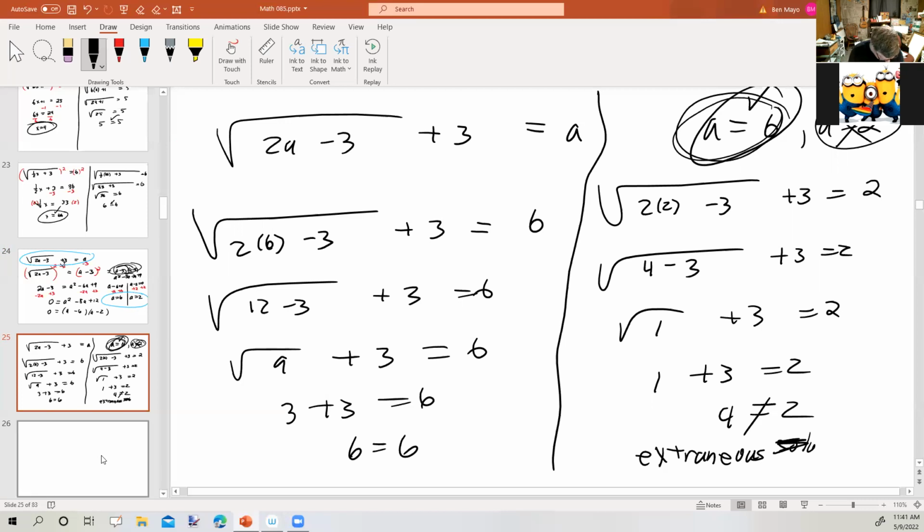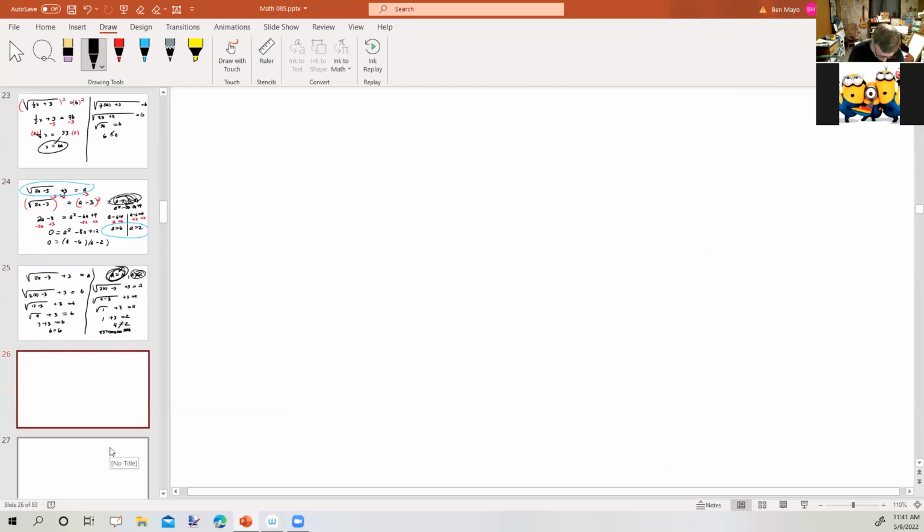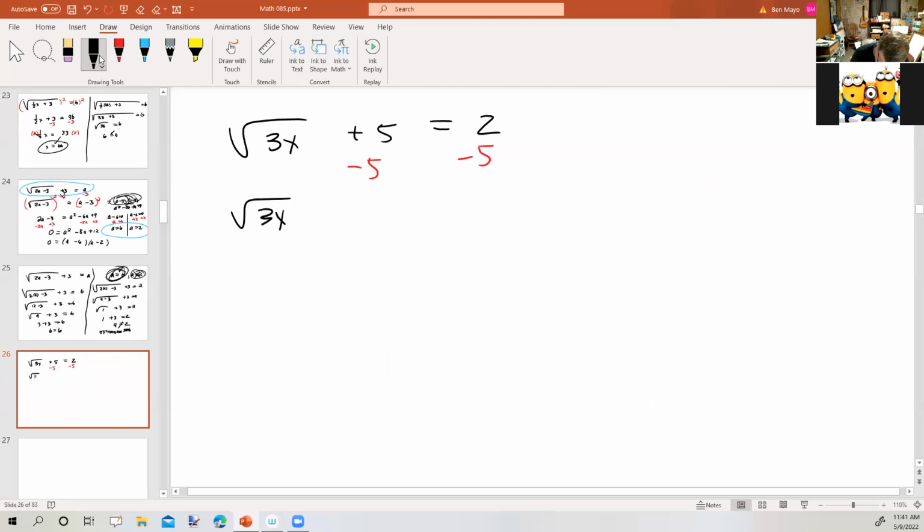Okay, let's take a look at this example. The square root of 3x plus 5 equals 2. So we have one radical in this equation. So we'll isolate the radical first by subtracting 5 from both sides. We get the square root of 3x equals -3. So now we've isolated the radical term. It's a square root, so we'll square both sides of the equation.